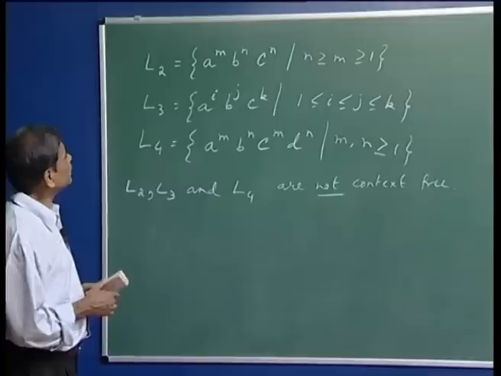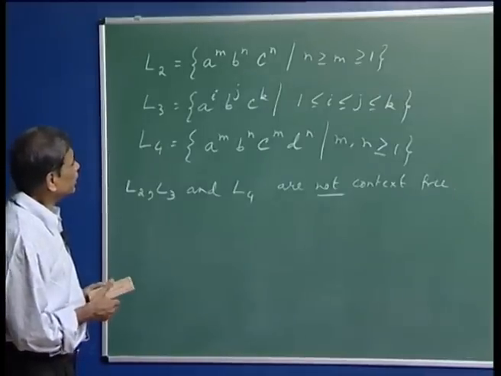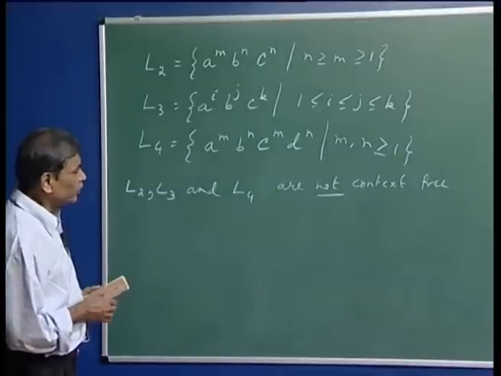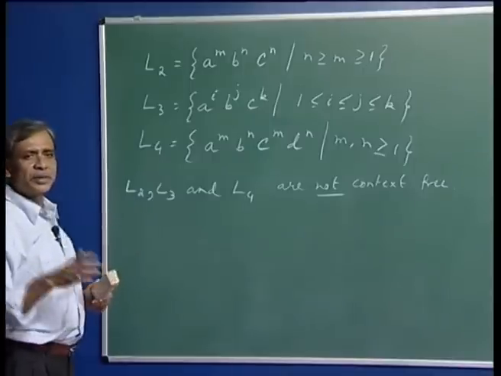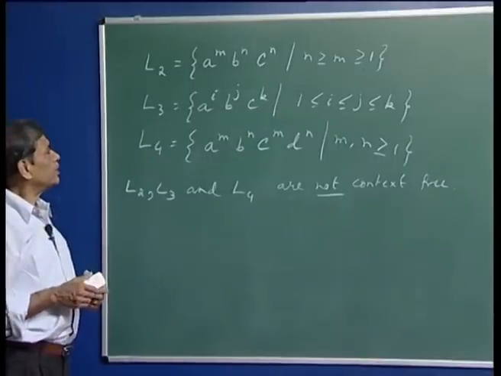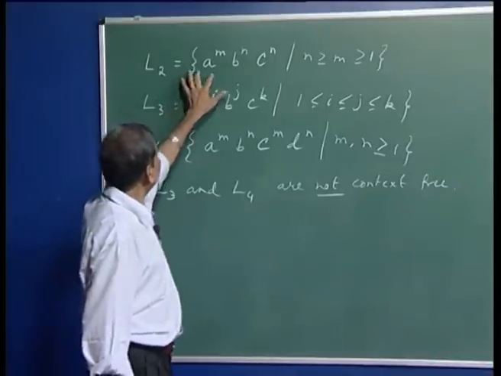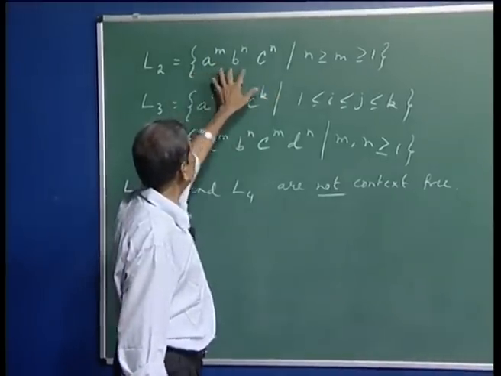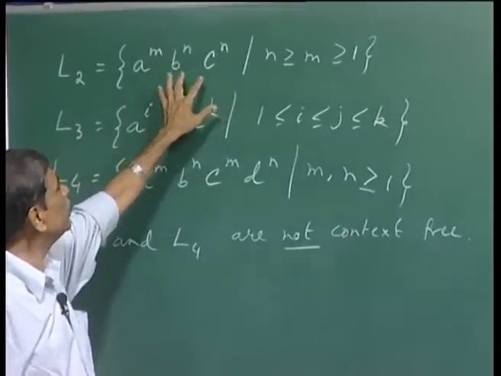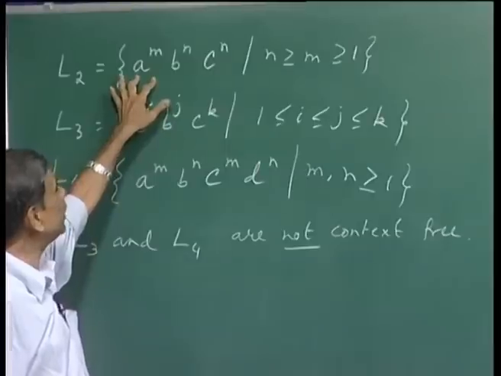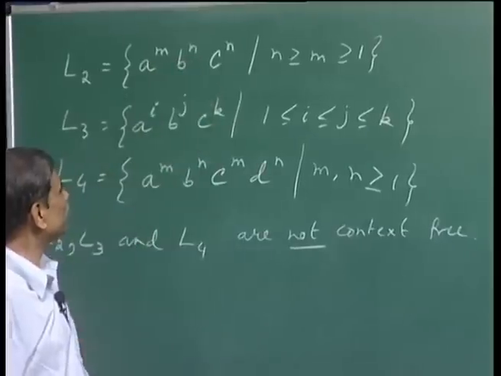Now, just a little discussion on the form of these kinds of languages, and at least intuitively you should be able to appreciate certain properties which a context free language cannot ensure. See, here there are three strings A, B and C. What you want is, first of all, that B and C must be equal in length, and the length of A is less than or equal to the length of either of these.